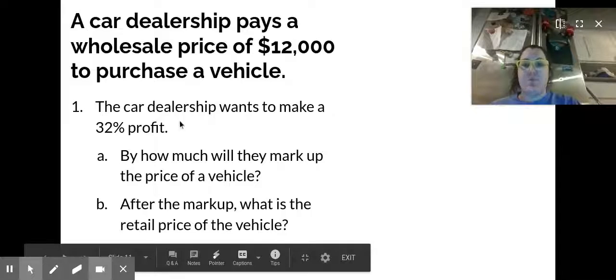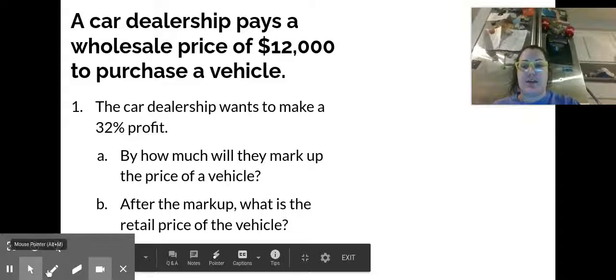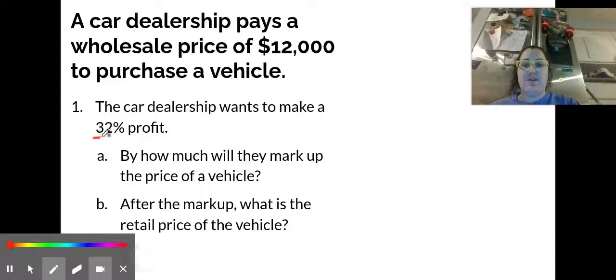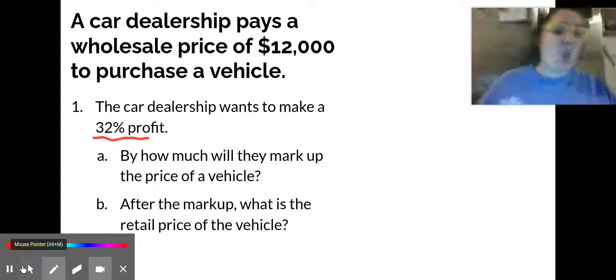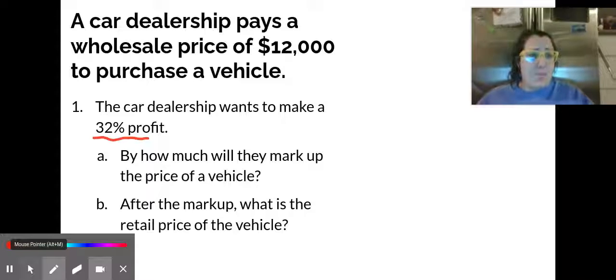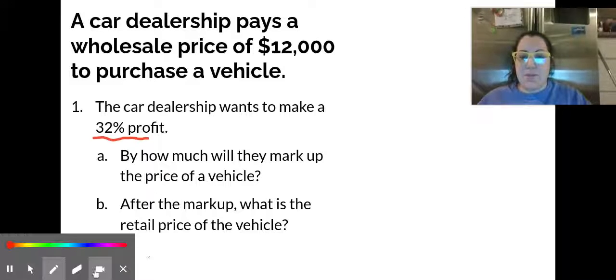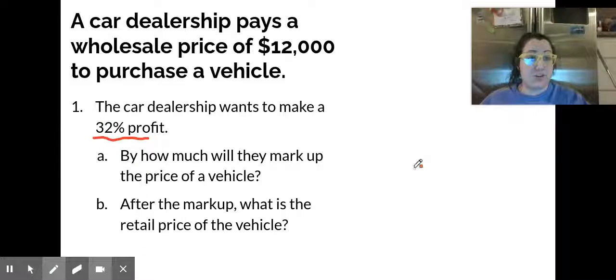A car dealership wants to make a 32% profit. Okay, so that means they want to make 32% over what they paid. By how much will they mark up the price of the vehicle? So we know they're going to mark it up by 32%.